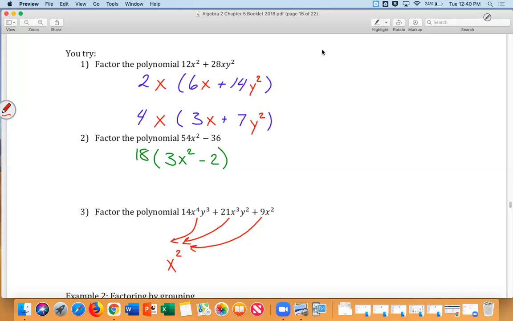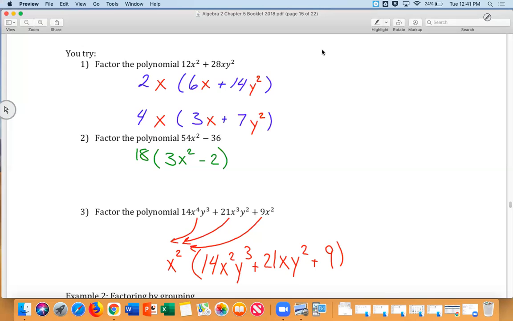Now let me look at the numbers. 14, 21, 9. Well, 14 is composed of 2 and 7, right? 7 goes into 21, but 7 doesn't go into 9. 2 doesn't go into 21, so no number can be pulled out. So the only thing I can pull out is an X squared. So I'm going to be left with 14 X squared Y cubed plus 21 X Y squared plus 9.